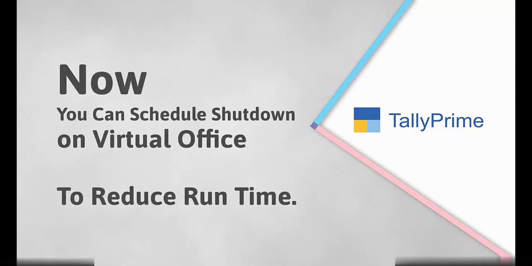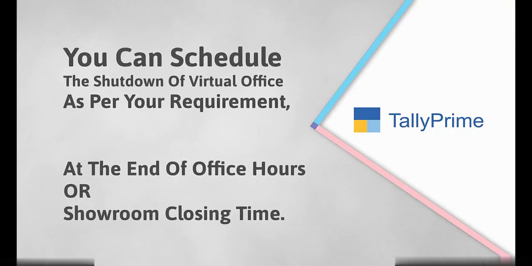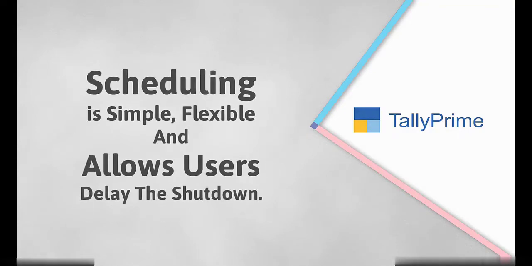Now, you can reduce the runtime of your virtual computer when it is not in use by scheduling automatic shutdowns. You can schedule shutdown of your virtual office at any hour based on your requirement. You can schedule it to shut down at the end of office hours or showroom closing time when you know everyone using Tally Prime has logged out. This will help you to manage the running cost. The schedule process is simple, flexible, and has an option to allow users to delay the shutdown.